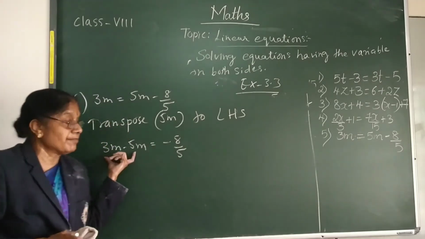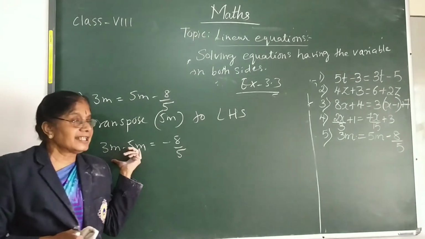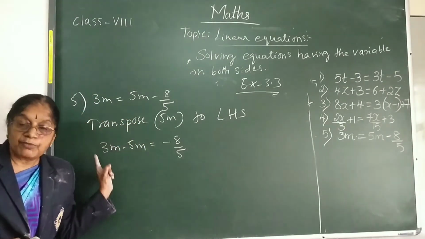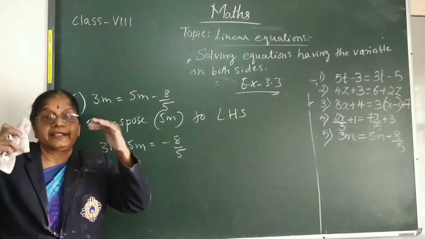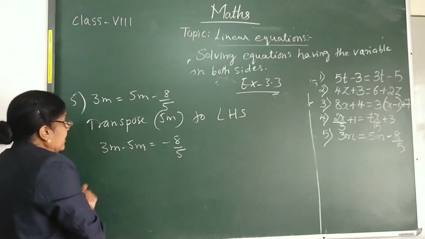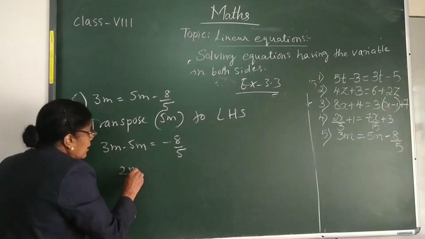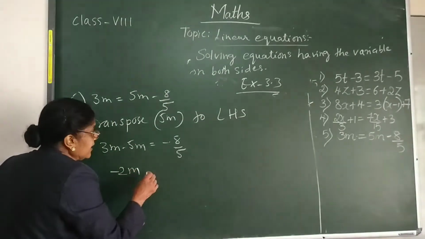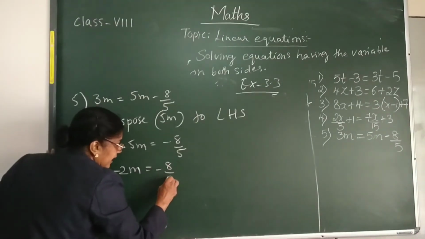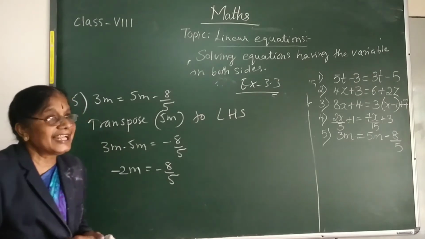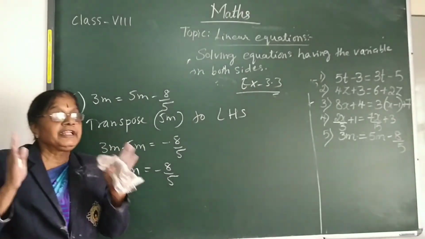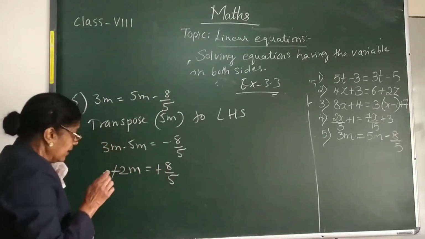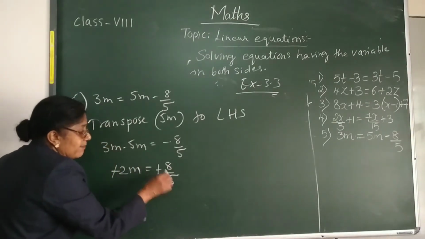Now look here, the same rule we use for constants, we have to use. From the greater number, subtract the smaller number and keep the greater number's sign. So 5m minus 3m is how much? 2m. Which is the greater number? 5m. What is the sign? Minus. So minus 2m is equal to minus 8 by 5. The rule says that if the minus sign is there on both sides, the minus sign will get cancelled. So you got it, 2m is equal to 8 by 5.